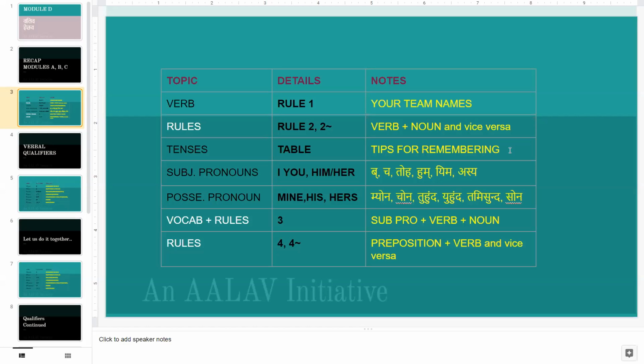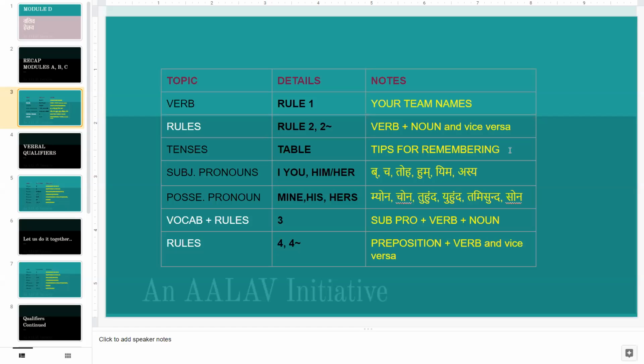Then in the last class, module C, we talked about possessive pronouns, which show possession of a subject. The subject possesses an object, right? So that was mine, his, hers, ours. So myon, chon, tuhund. Tuhund is more respectful than chon. Yuhund, temsun, wimsun, and then son, ours. That is possession. And then we talked about a little bit of vocabulary.